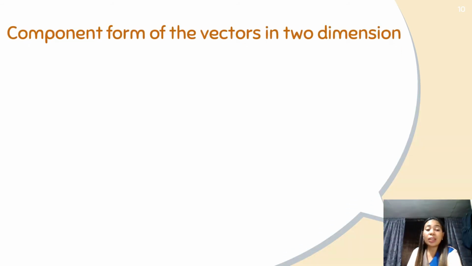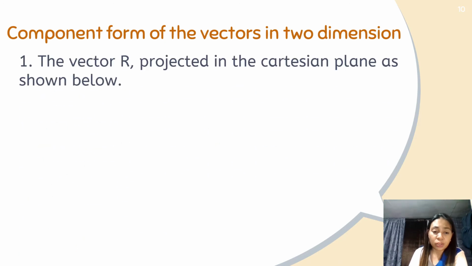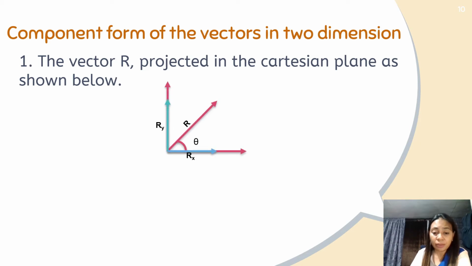Now, to get the component form of the vectors in 2 dimensions, first, the vector r is projected in the Cartesian plane as shown below. So for example, we have here, okay, look at this. We have 2 vectors rx, and you have also your ry. Okay, so this one here at the center is your resultant. Okay, vector r. So you have 2 vectors rx and ry. That's your vector r.